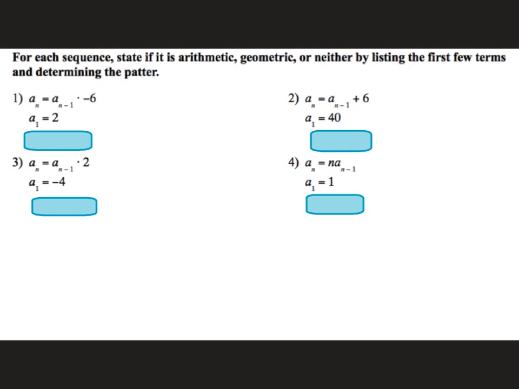All right, for each sequence, state if we're arithmetic, geometric, or neither. List the first few terms, determine the pattern. So let's see. The first term is 2. The next term is take that 2 and multiply by -6, so -12. The next term, multiply by -6, so 72, etc. This is geometric, and the pattern is times -6 each time.